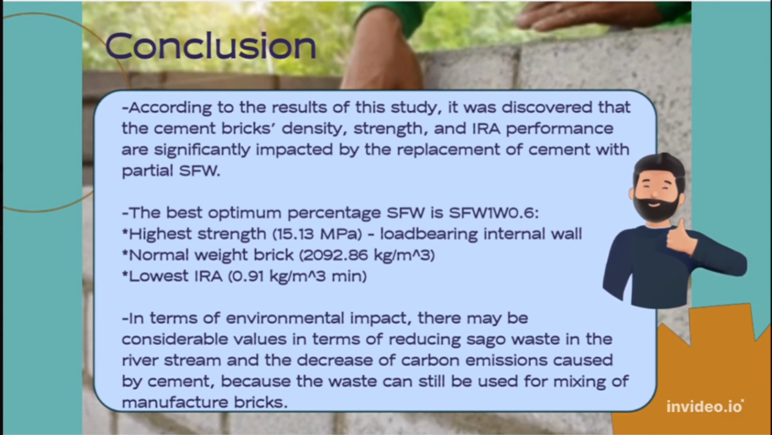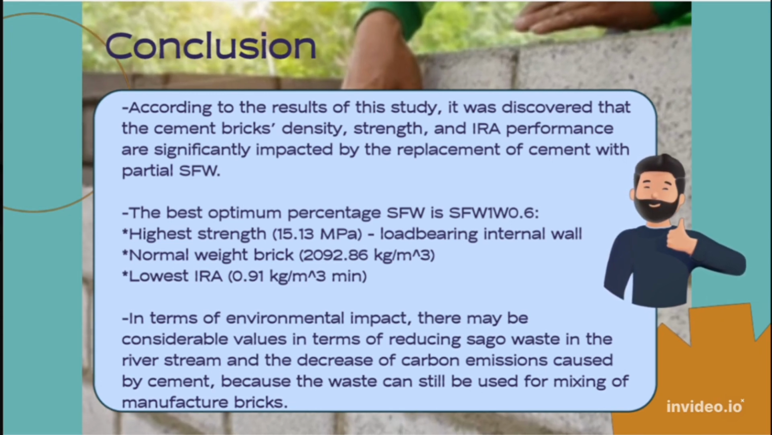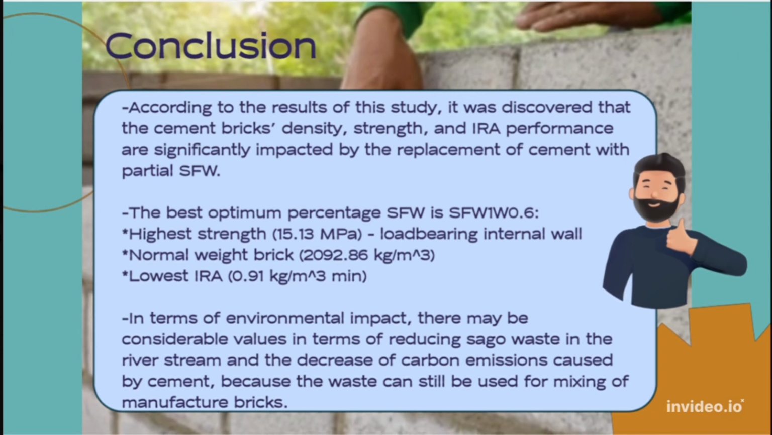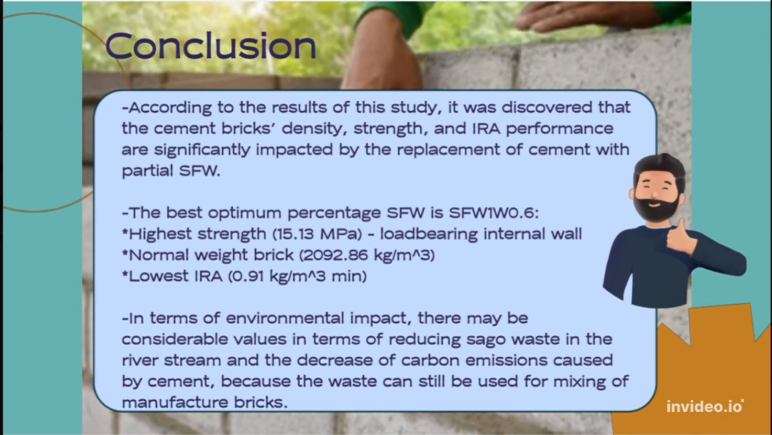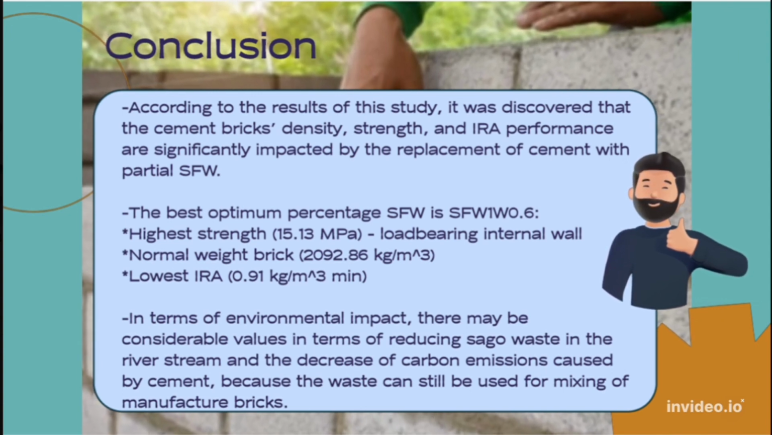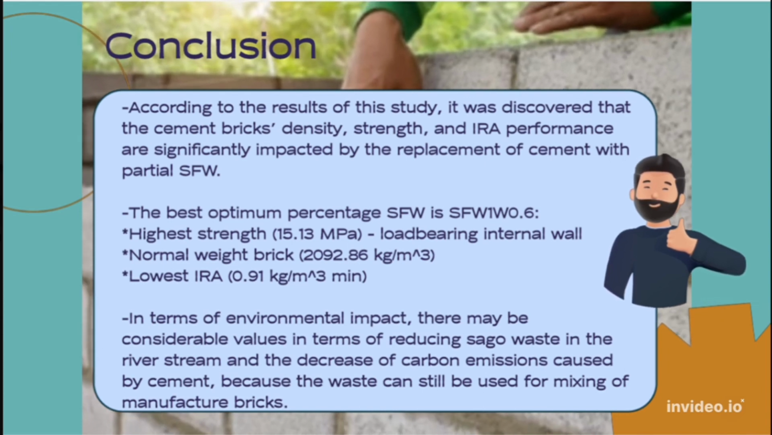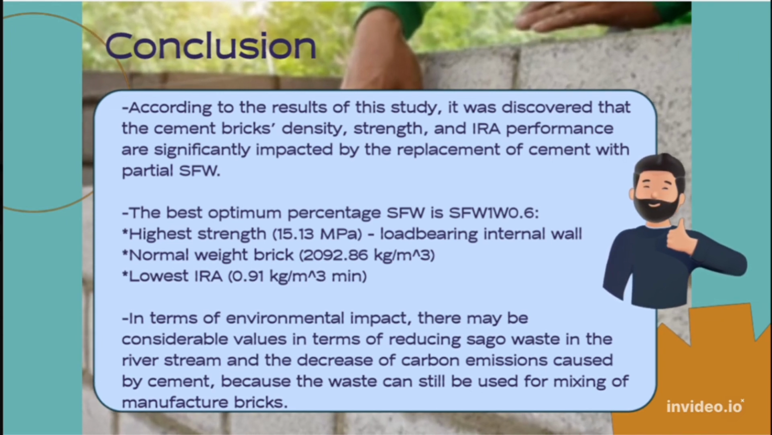At the end of this study, the best optimum percentage of SFW was selected, which is the sample SFW1W0.6. This sample SFW1 has the highest strength, which is 15.13 MPa, and can be used for load-bearing internal walls for construction of small single-story housing as well as commercial and industrial buildings, while the other samples can still be used for partition walls but do not carry loads. In addition, this best optimum sample also has normal weight brick and the lowest IRA value. However, all the results obtained from this study still meet the requirements of standards for bricks.